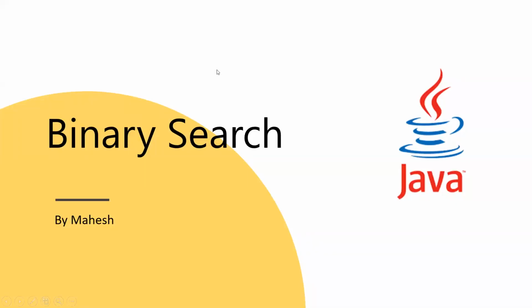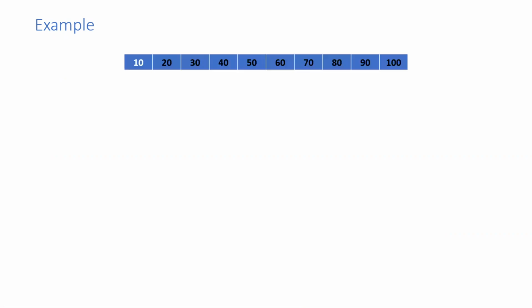In this video, I am going to show you how to search for an element in a given array using binary search algorithm. And the first prerequisite to start for binary search algorithm is the elements in an array should be in sorted order. And now let's take an example.